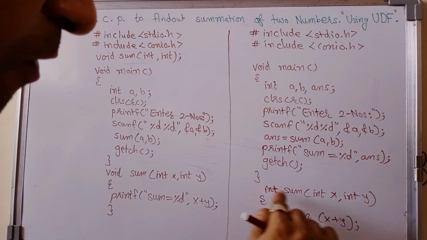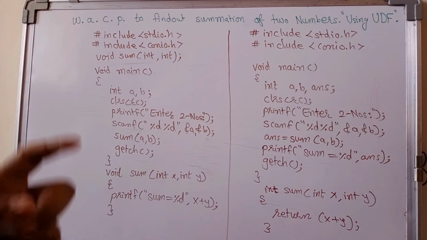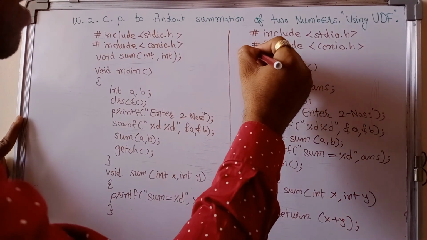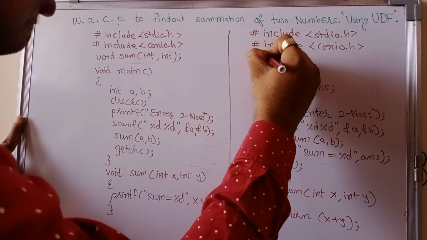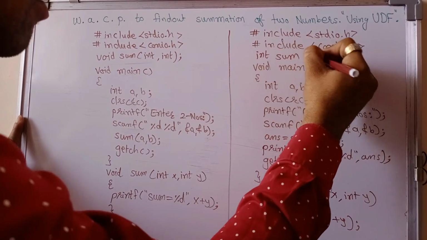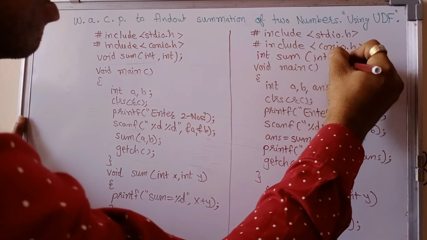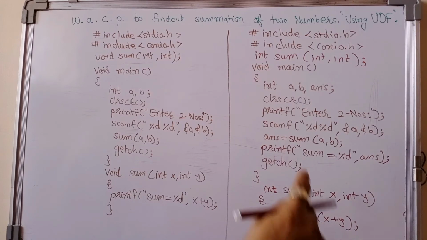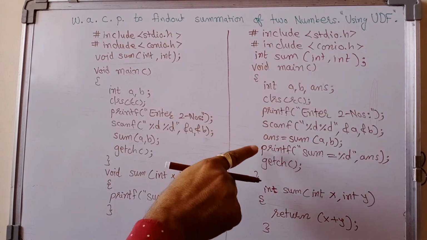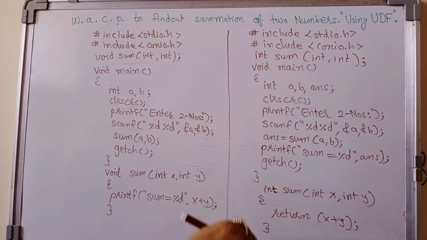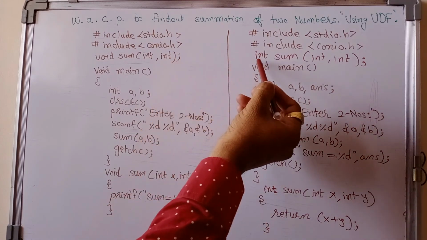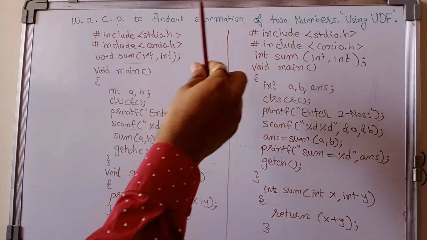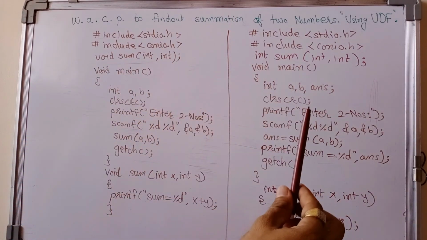Now this function's line must be declared as a function declaration before the void main function. So our function declaration will become int sum(int, int), and a declaration always finishes with a semicolon. So this is my function declaration, this is the function call, this is the function definition. Function declaration is also known as function prototype.